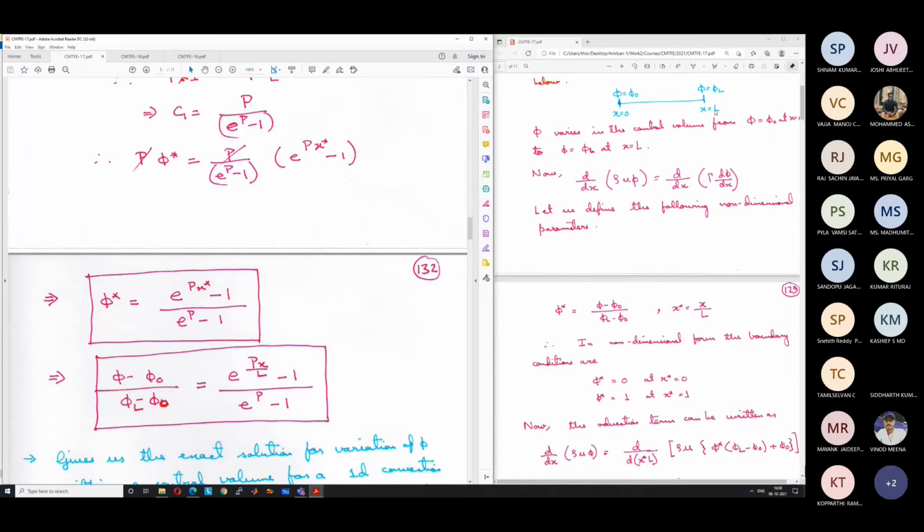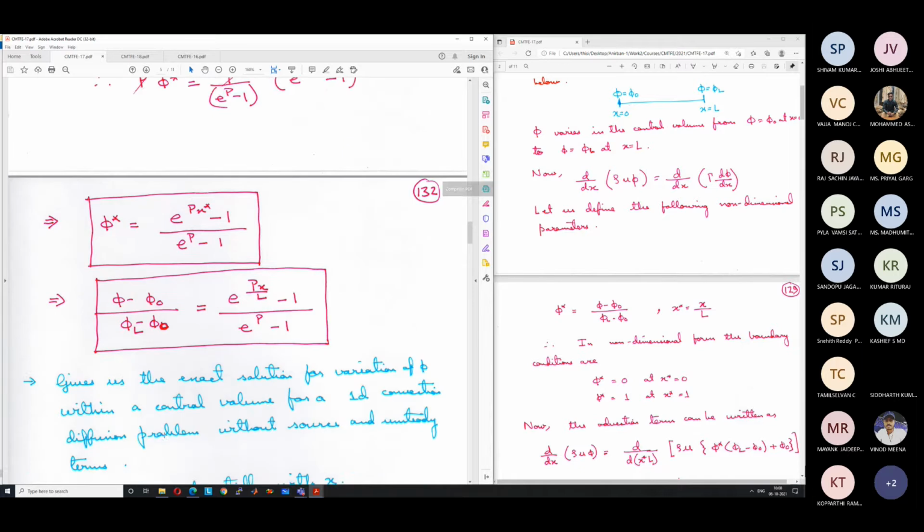And if x is equal to L, e to the power p L by L, so e to the power p minus 1 by e to the power p minus 1, this term becomes 1. So phi minus phi 0 is equal to phi L minus phi 0. So phi becomes equal to phi L, which is the other boundary condition that we get.